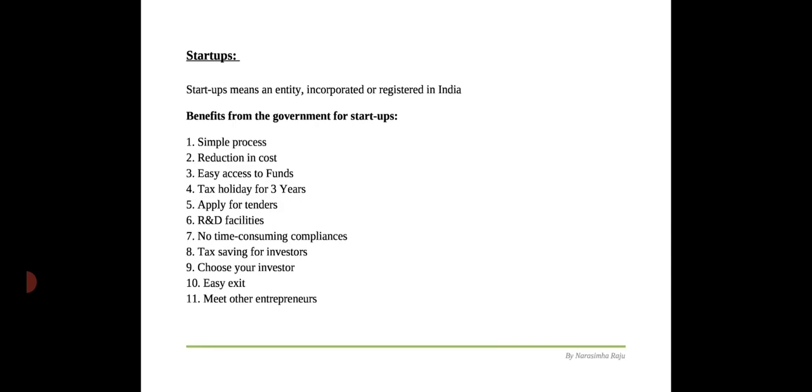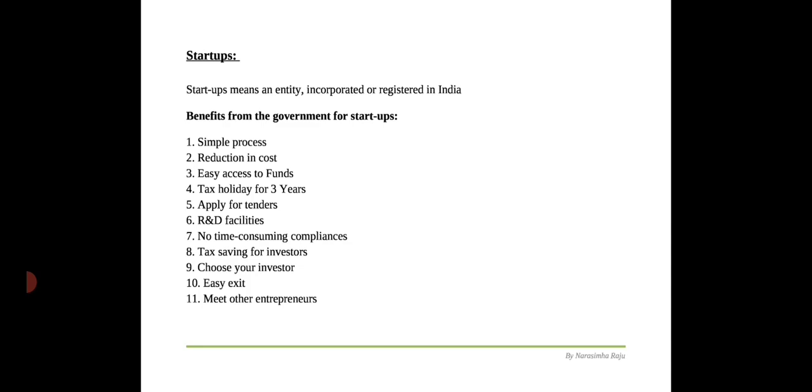Tax savings for investors. People investing their capital gains in the venture funds set up by the government will get exemption from capital gains. This will help startups to attract more investors. The next one is choose your investors. After this plan, the startups will have an option to choose between the venture capitalists, giving them the liberty to choose their investors.